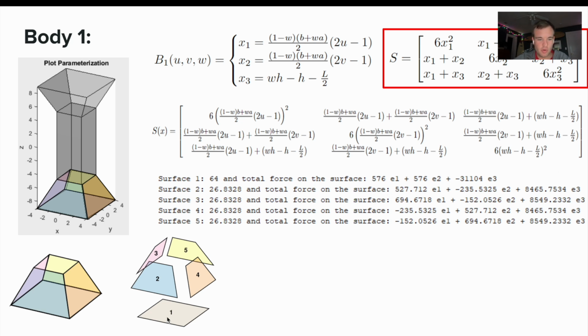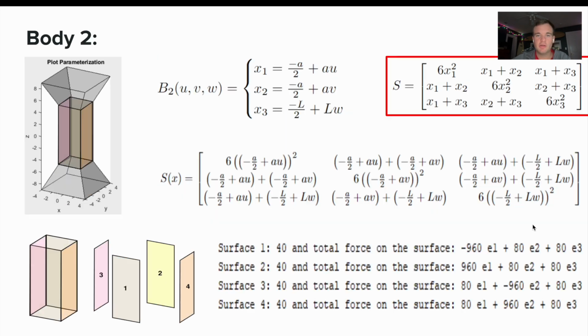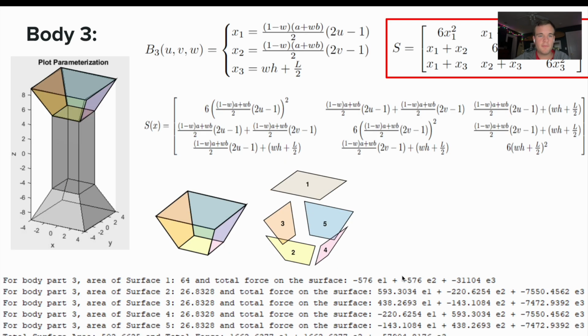You'll see that surface one was the one we dealt with before. You can see 64 is the area, which is just b squared, and we solved for those forces previously. Same would go true for any of these surfaces. You could solve them the same way. Similarly, body two, same Cauchy stress, just plug in the geometry. This is what the code produces.